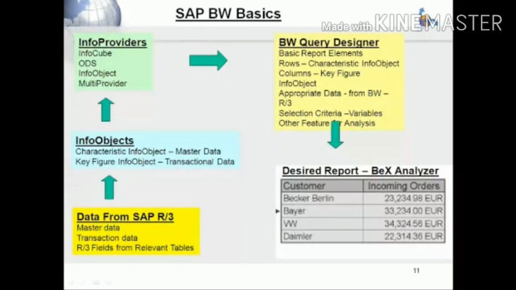This section is forwarded to the business warehouse query designer. In this business warehouse query designer, there are the basic reporting elements: rows, characteristics of info objects, and columns, key figures and key features, and info objects with appropriate data, and in the business warehouse R/3 section, the selection criteria, variables and other analysis. Here all this analysis is given to the customers in a well-fledged manner.